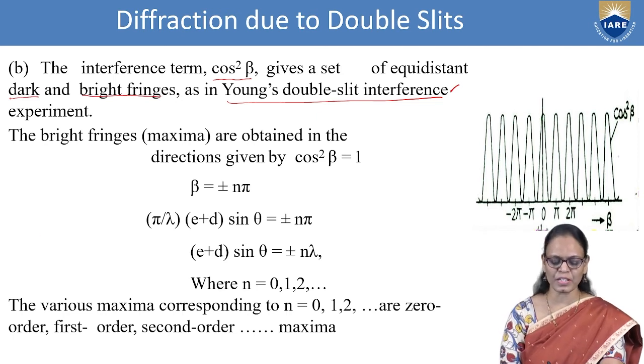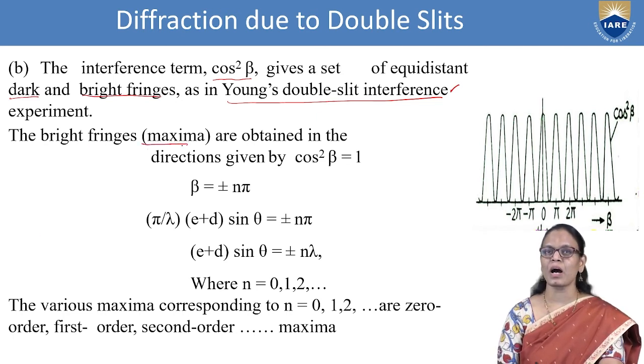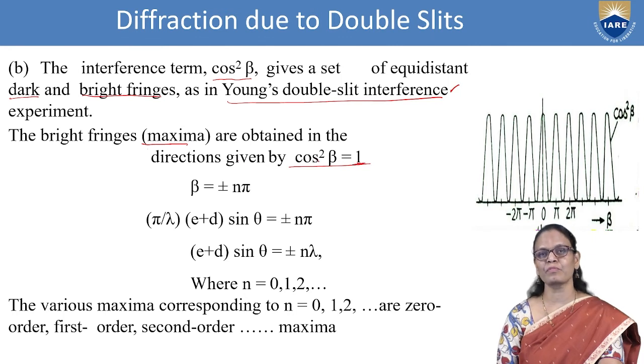Now, the bright fringes, that is the maxima, are obtained in the directions given by cos square beta equal to 1. So if cos square beta is equal to 1, then it will be a bright fringe.